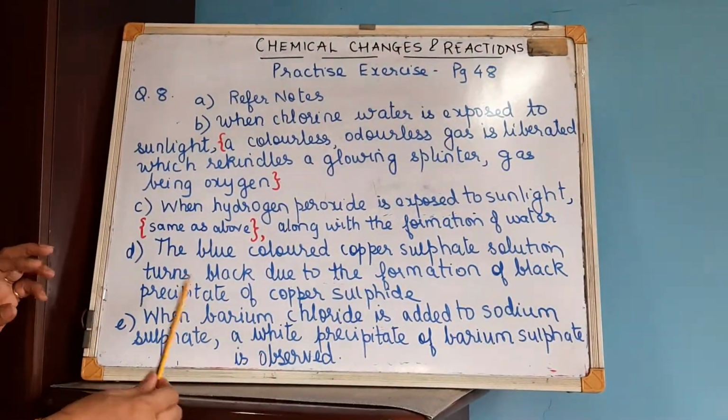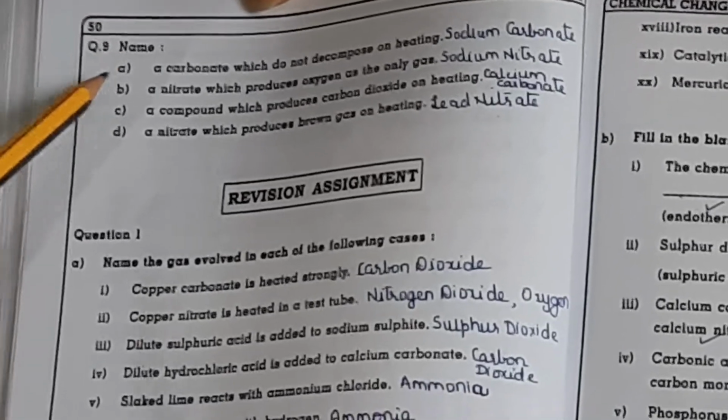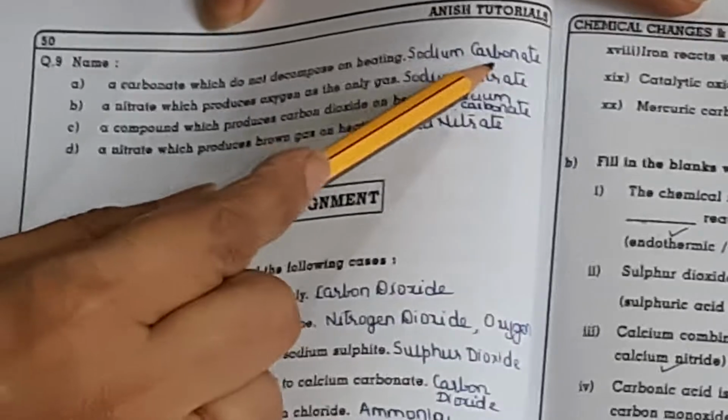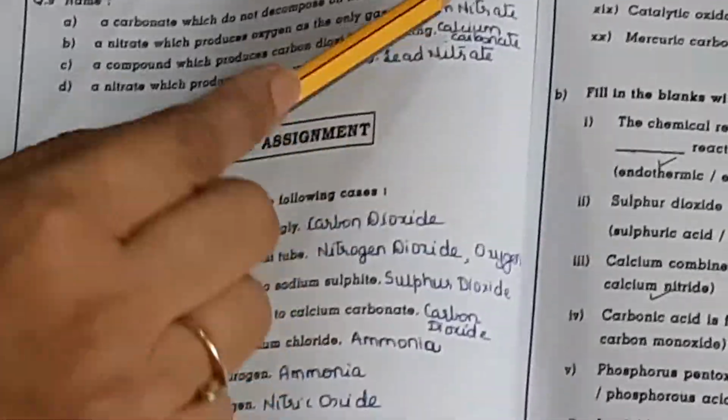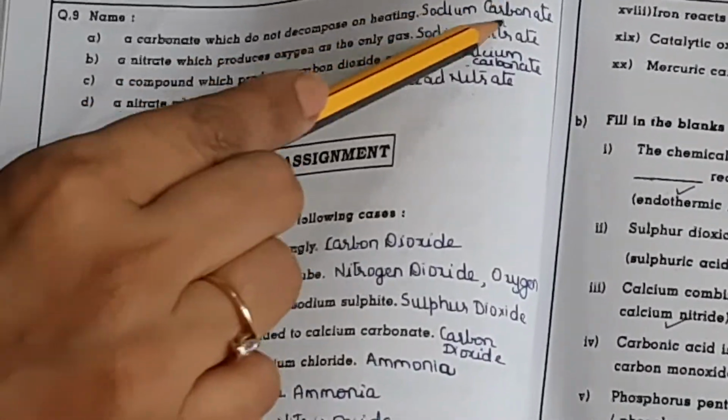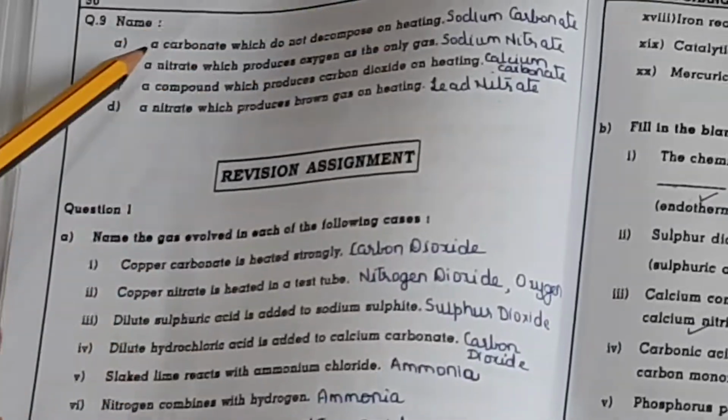Now we'll have a look at the next part. Now continuing with our practice exercise, question 9 is: name a carbonate which does not decompose on heating. So the answer is sodium carbonate, or you can write potassium carbonate also, any one you have to write, but in words. Okay, this is important, give 5 stars.